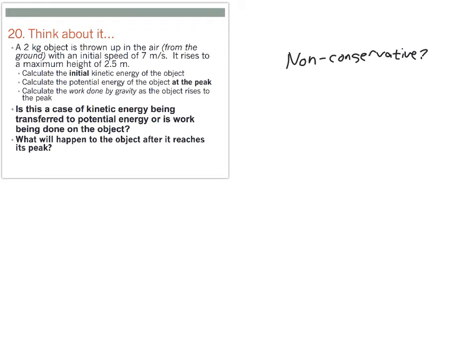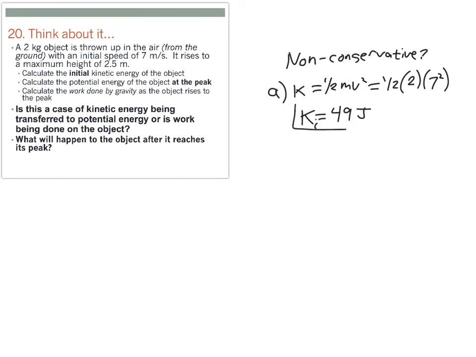And we want to calculate three things. The first thing we want to calculate is the kinetic energy of the object. So that's going to be 1/2 mv squared, and we can go ahead and enter those things. And we end up getting a kinetic energy here of 49 joules. I'll call that Ki. So that's our initial kinetic energy of the object.